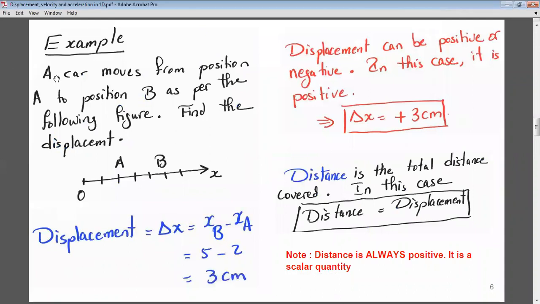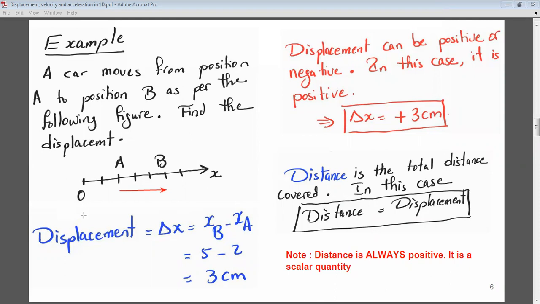Now, an example: a car moves from position A to position B as per the following figure. Find the displacement. It goes from point A to point B as per the figure. So how did it go? It went this way, right? Find the displacement. So the displacement, delta X, is final position, which is point B, so it's X of B, minus X of point A.